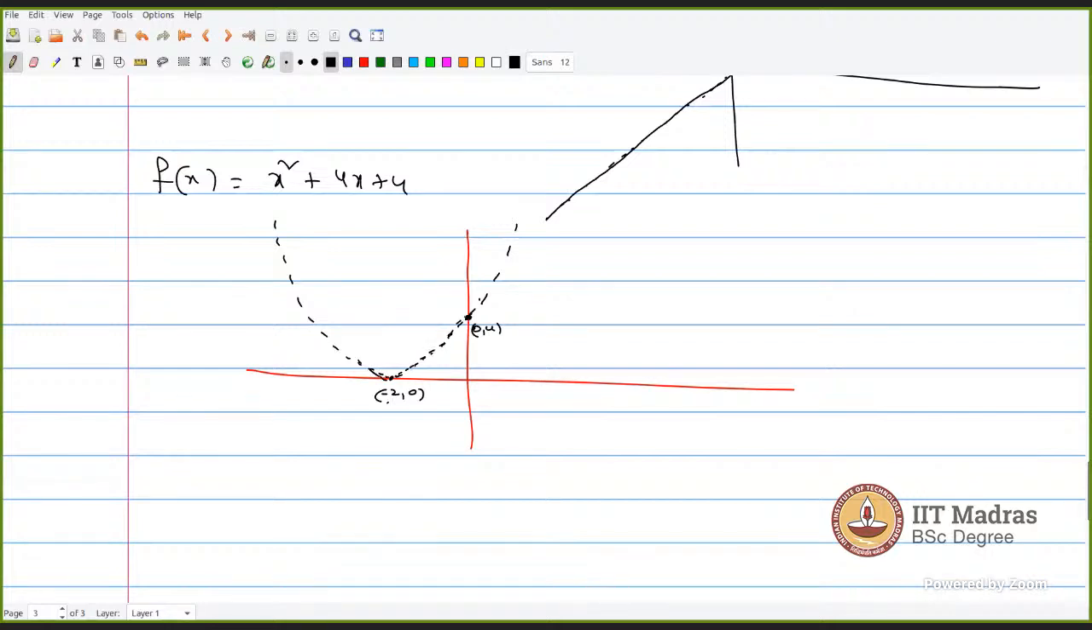If I include every point, this will give me a parabola like this. So this is the graph of any given function. Let us talk about tangent lines now. So what is a tangent line to any curve? Anyone?